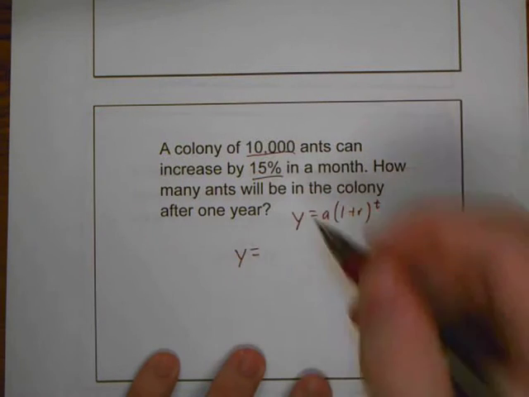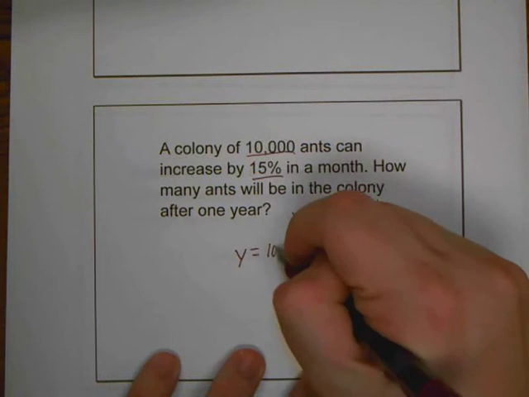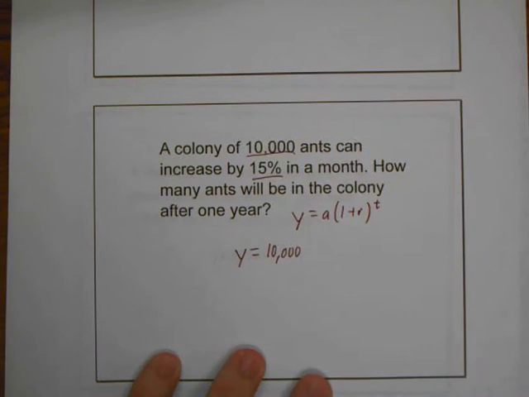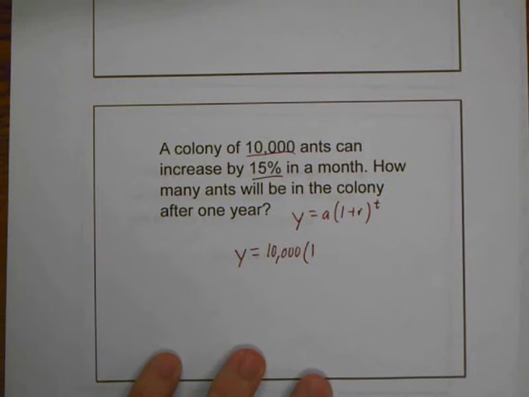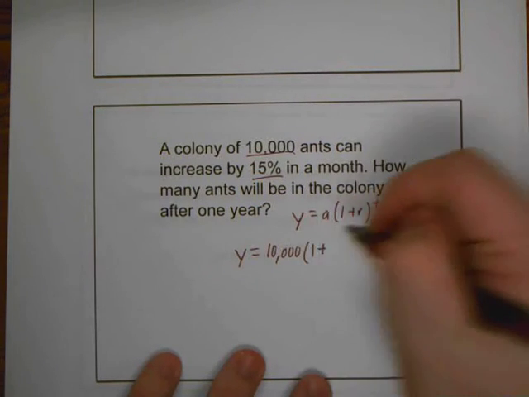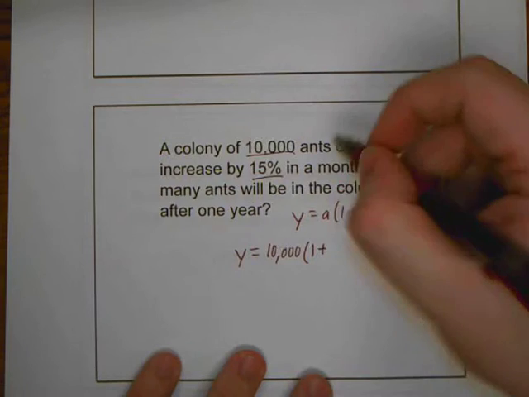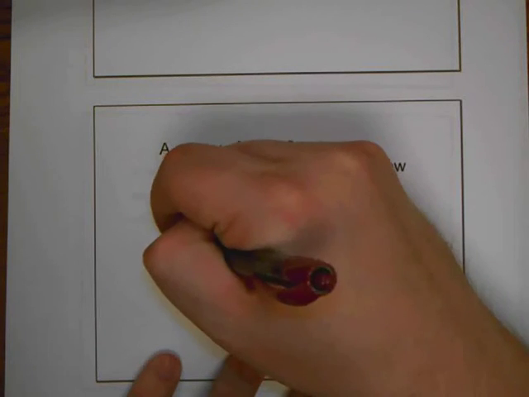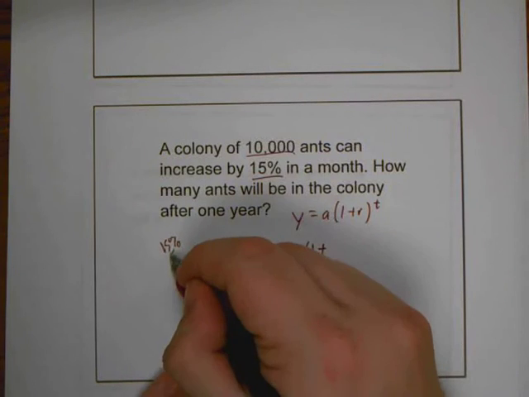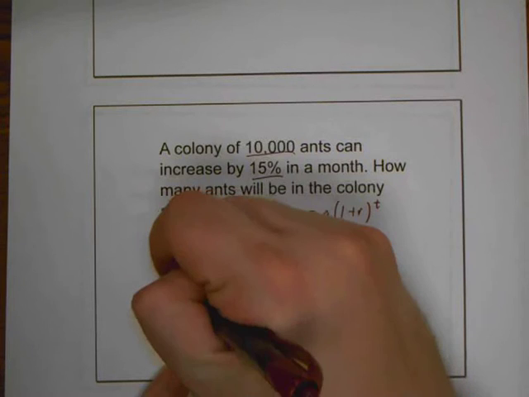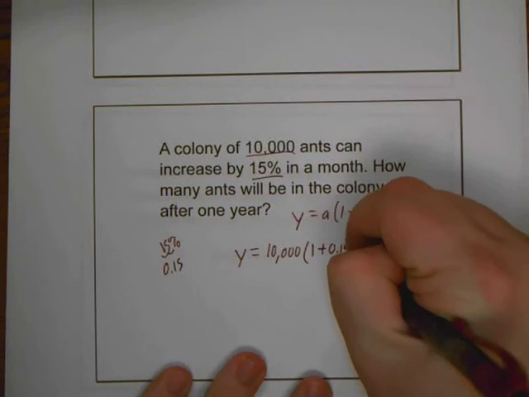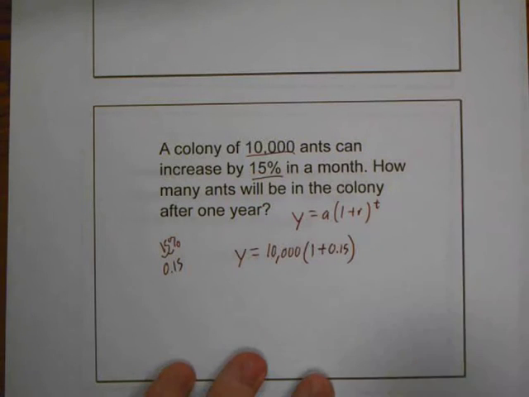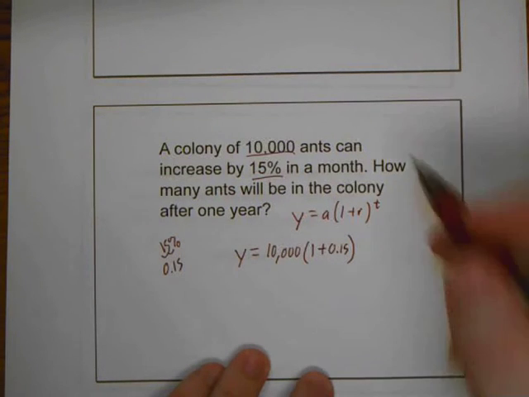So that 10,000 is our starting amount. So we are going to plug 10,000 in for our a. Everything else is going to stay the same. We're going to have the parentheses and the 1. That parentheses 1 is automatic every time. Plus, it grows at a 15% growth rate. So 15% as a decimal, we move the decimal over 2. It's going to be 0.15, and it's raised to the t.